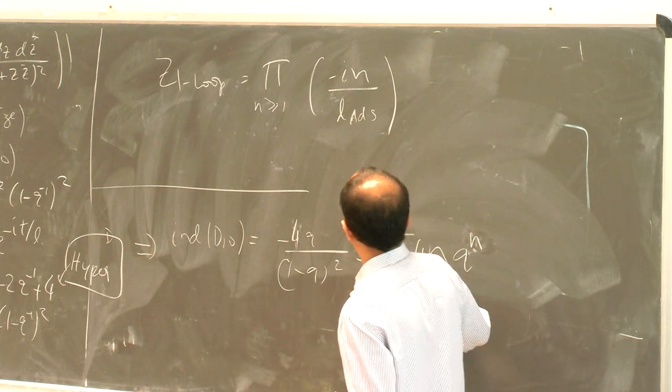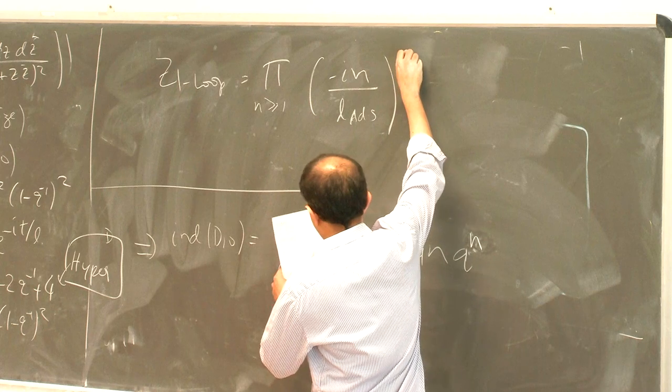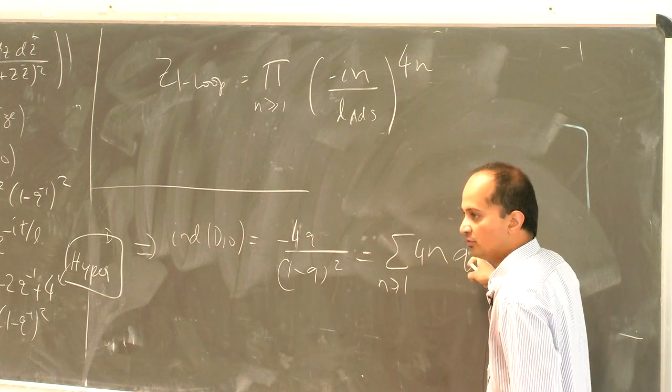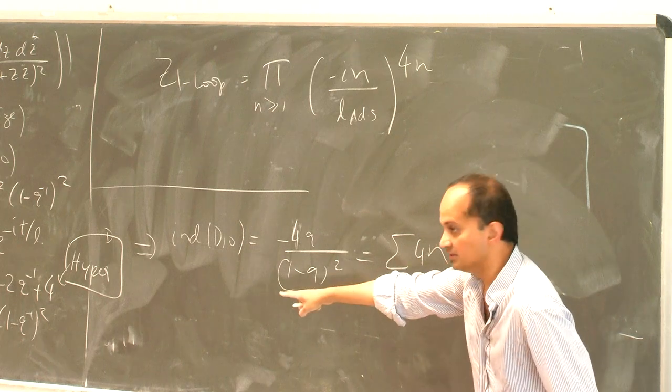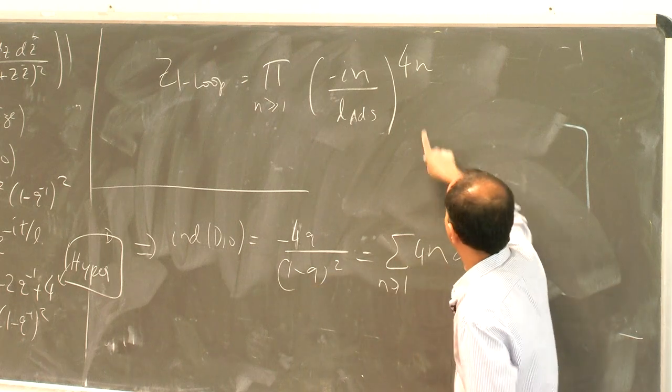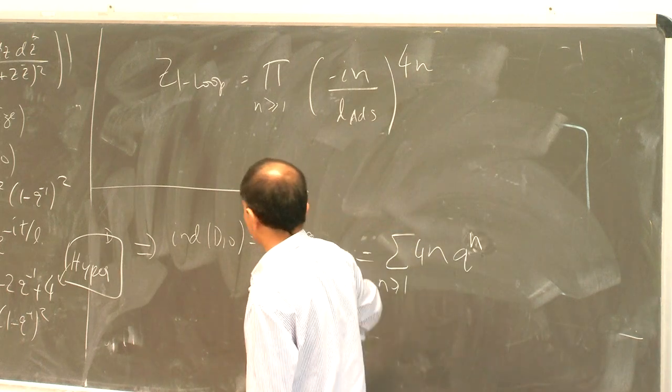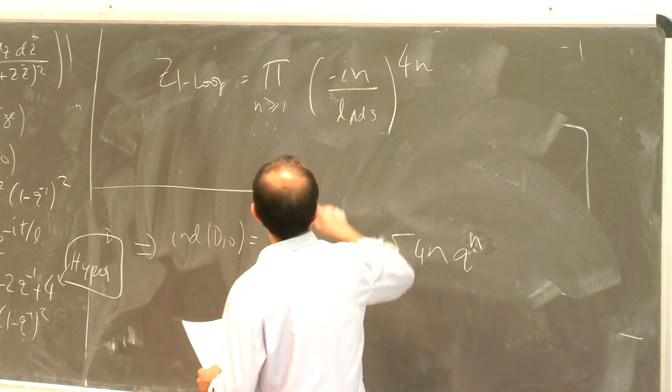So from this, then you can just read off what is the determinant. It's just that to the power 4. Okay. Those are the eigenvalues. n over L_AdS is the eigenvalue, and the degeneracy is 4n, so I just write that. Okay. This was for the hypermultiplet. Okay. So you get this.